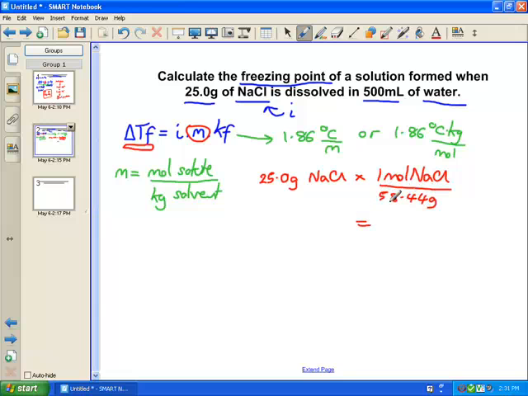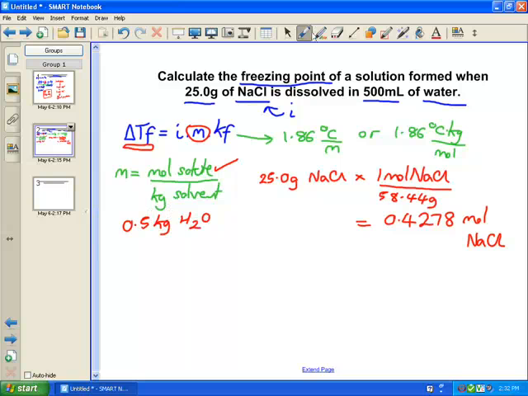And that actually gives us 0.4278 moles of NaCl. And that's important because we have our moles right here to calculate our molality, but we need our kilograms as well. Now, 500 mils of water. Does anybody remember what the density of water is? Well, if you don't, the density of water is 1 gram per mil. So therefore 500 mils is 500 grams. And if you remember your conversion from grams to kilograms, of course that 500 mils means you have 0.5 kilograms of water.